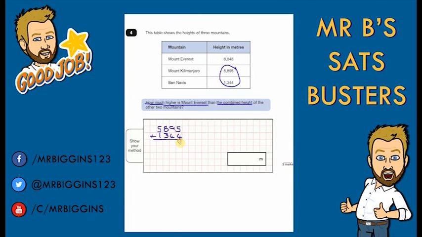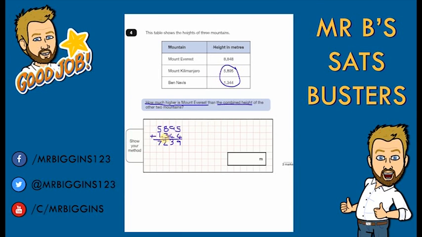Now we're going to do some column addition. 5 plus 4 is 9. 9 plus 4 is 13, so put my 1 up here. 8 plus 3 is 11, plus my 1 is 12. And 5 plus 1 is 6, plus my other 1 is 7.